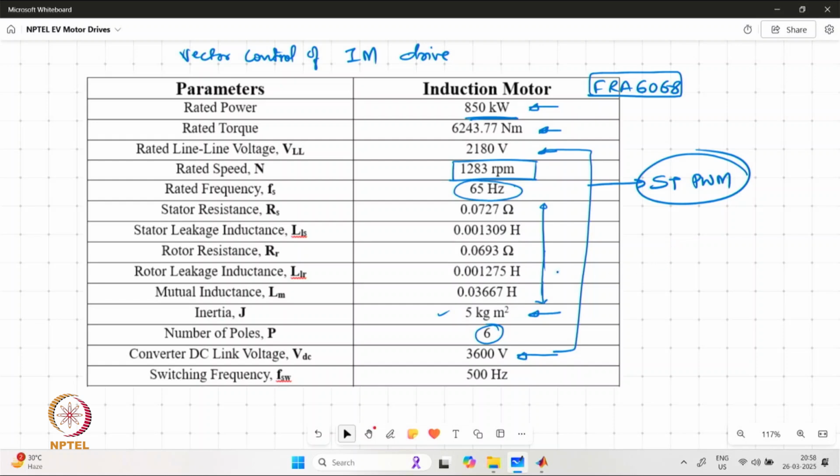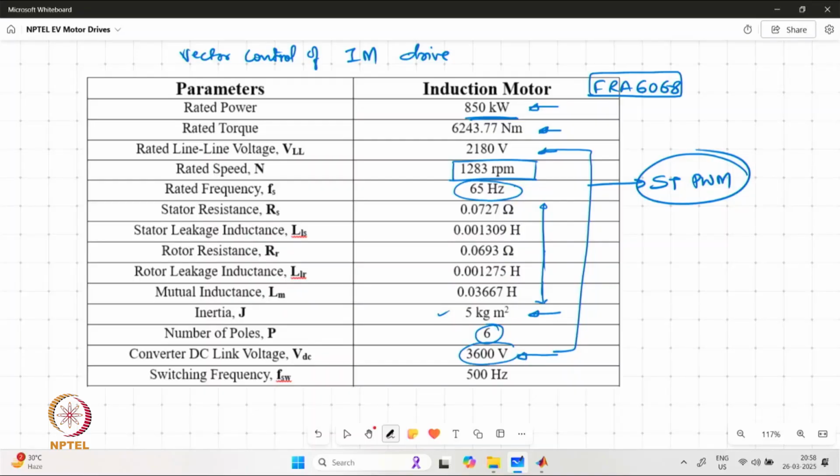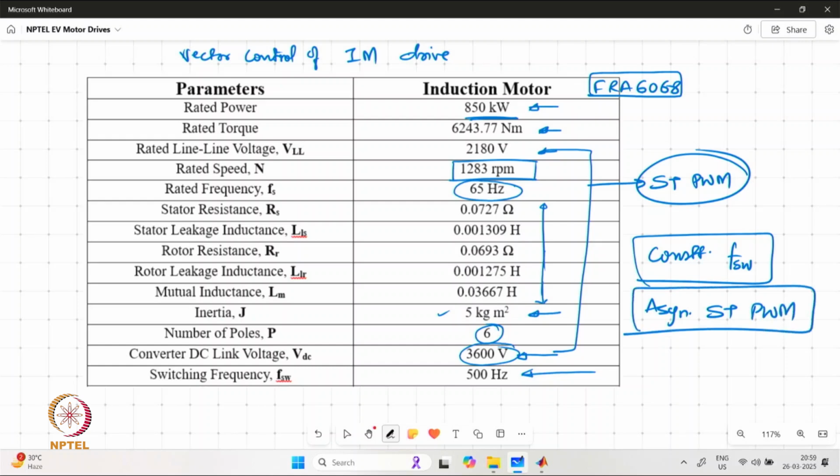So we are not going for any special PWM technique, any optimal or any other kind of PWM technique. So we are keeping 3600 volts so that the motor operates almost within the linear modulation range of the sine triangle PWM. And switching frequency for this particular application is kept at 500 hertz, and here we are keeping constant FSW, so we are having asynchronous sine triangle PWM. To keep the simulation and the understanding simpler, we have taken in this manner.